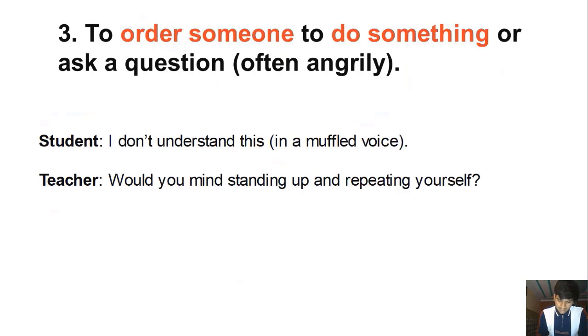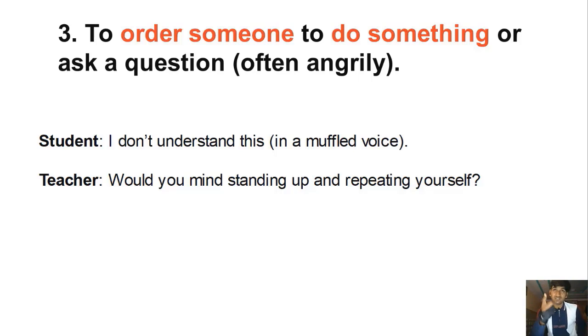Okay. Now, this is the third situation: to order someone to do something, to give a command, or ask a question, generally in an angry manner. Angrily. Let's look at this conversation. The student says, I don't understand this, in a muffled voice. The voice is not clear. And the teacher says, would you mind standing up and repeating yourself?